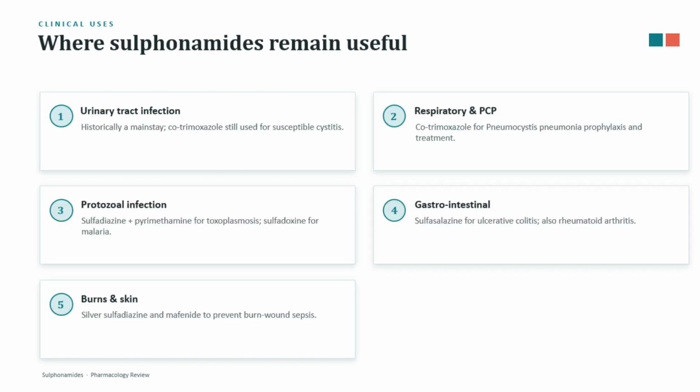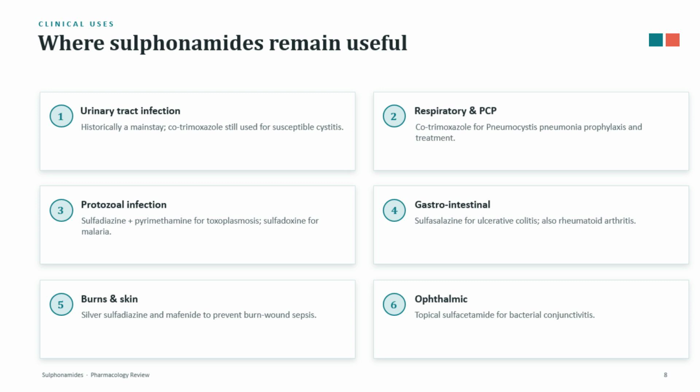Let me pull the clinical picture together so you know when these drugs really earn their keep. In urinary tract infections, sulfonamides were historically a mainstay, and co-trimoxazole is still used for susceptible cystitis. In the respiratory world, co-trimoxazole is central to both treating and preventing Pneumocystis pneumonia. For protozoal infections, we combine sulfadiazine with pyrimethamine for toxoplasmosis and use sulfadoxine for malaria. In the gut, sulfasalazine treats ulcerative colitis and rheumatoid arthritis.